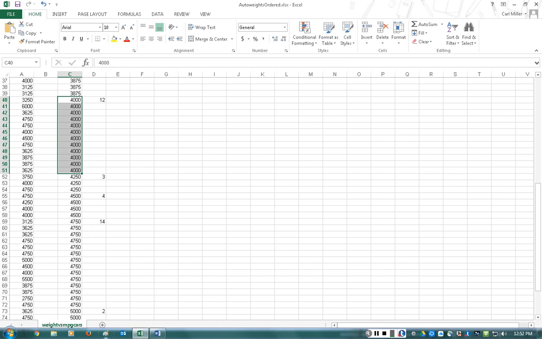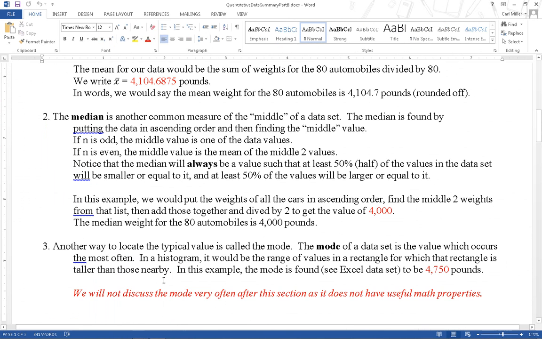In a histogram, what you would see is 2 spikes. So if you're looking at a histogram, a lot of times what you're doing when you're looking at the mode is you're looking at where the tallest bar or maybe tallest region of a couple of bars are located. Okay, so it would be the range of values contained in a rectangle where that rectangle is taller than the ones that are around it. Okay, so in this particular example, I've already said that the mode turned out to be 4,750 pounds.